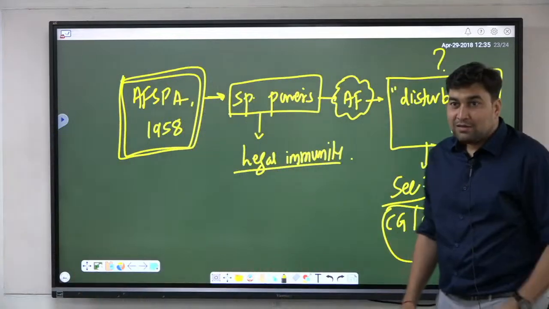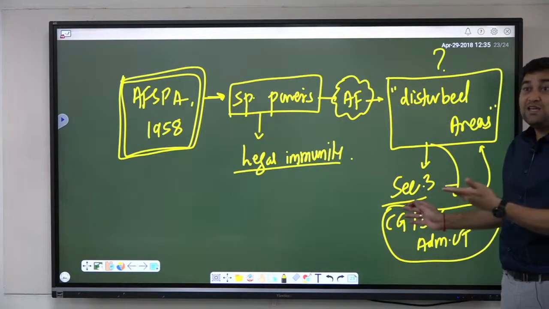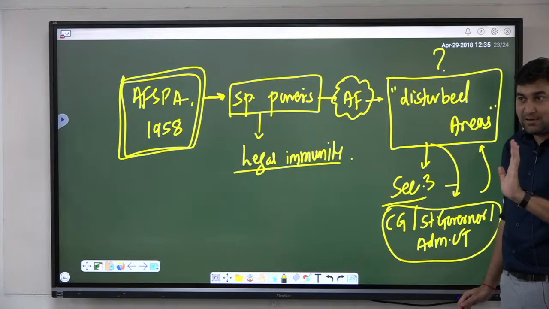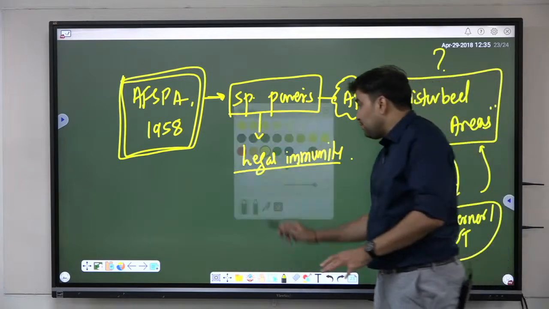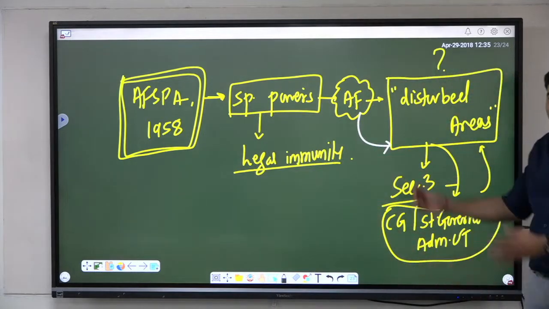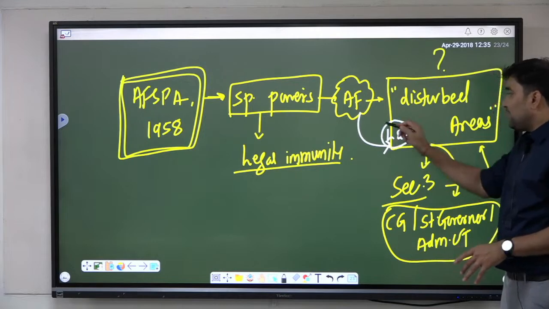Getting the idea? As the disturbed area. And which is a disturbed area? As they will deem so. And they will deem so on the basis of law and order, peaceful coexistence, etc. Getting the idea? So in this area, now the role of the armed forces will come into play. Now these armed forces will come to tackle this extraordinary law and order problem, right?